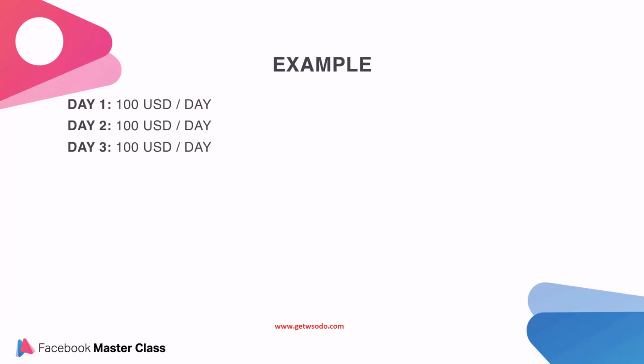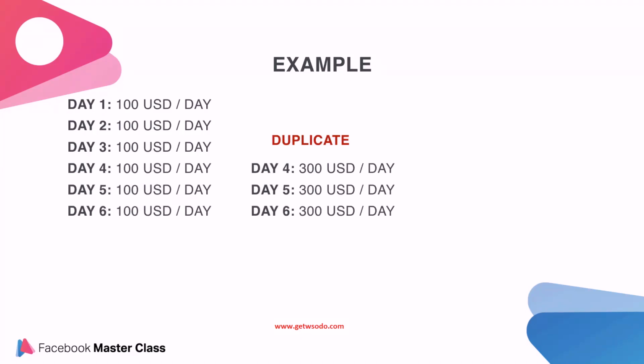So here's an example. We are starting out with one ad set, $100 daily ad spend, and then let's say after 3 days we see, okay, this ad set is consistently profitable. Instead of adjusting the budget, we duplicate it and we adjust the budget of the second ad set by 300%. So after day 3, starting at day 4, we have 2 ad sets up and running, and the second ad set is spending $300 per day.